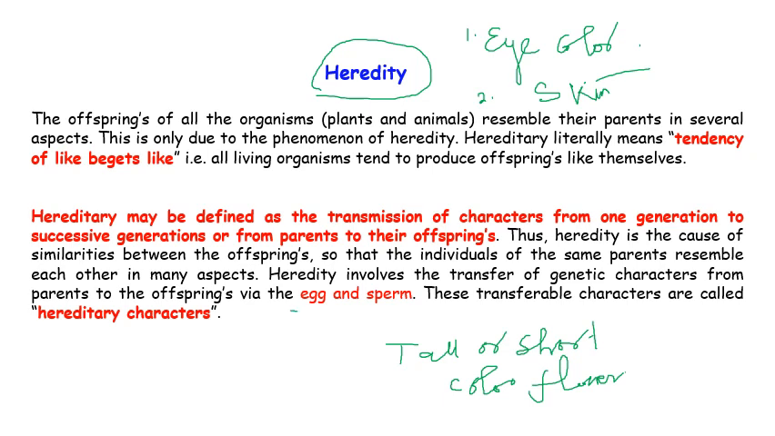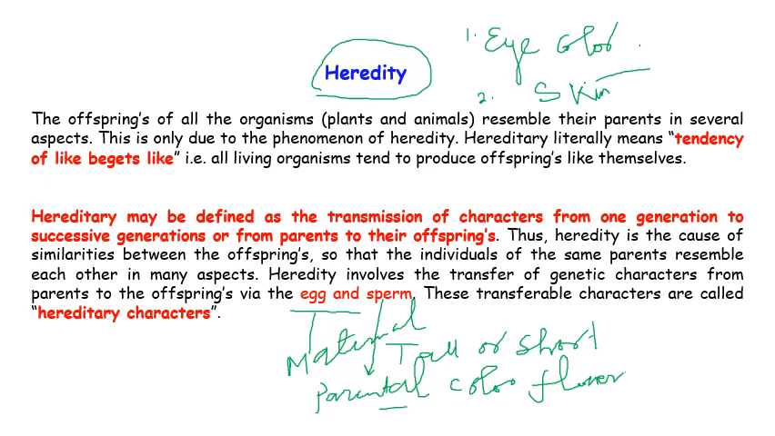The maternal characters are transmitted via egg, while the paternal characters are transferred to the offsprings via the sperm. So you will have half of the genetic material from your mother and half from your father.